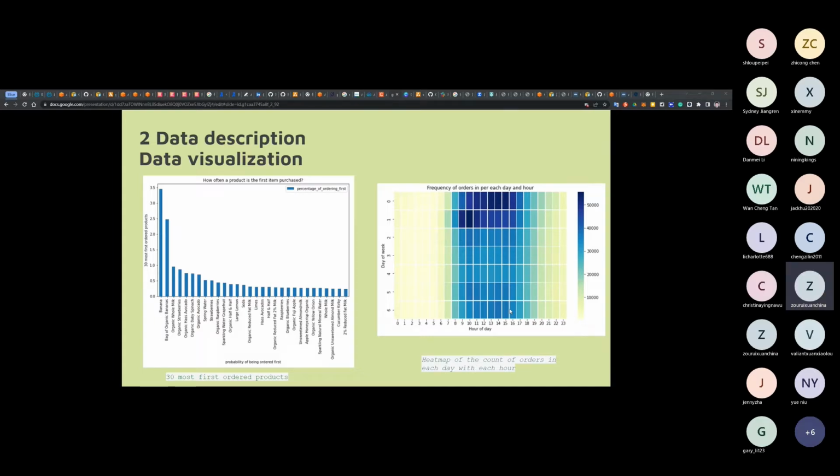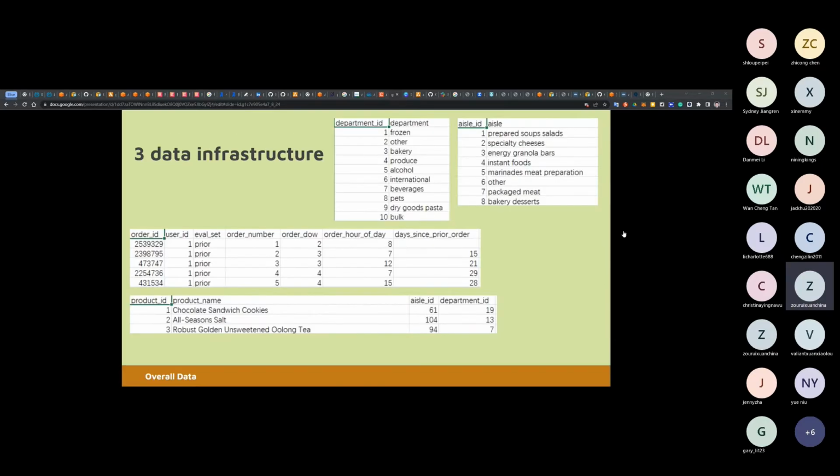And the second diagram is the heat map of the count of orders in each day with each hour, which makes us able to focus on the most important part of our data, because we need to focus on the orders. So if we know at which time the most orders are generated, we can manually see some data. And here is the data infrastructure that we use.